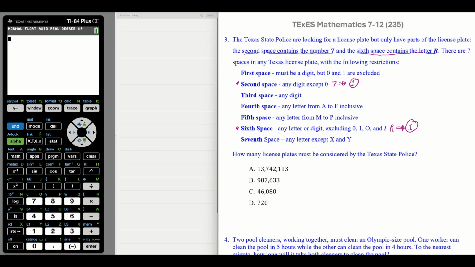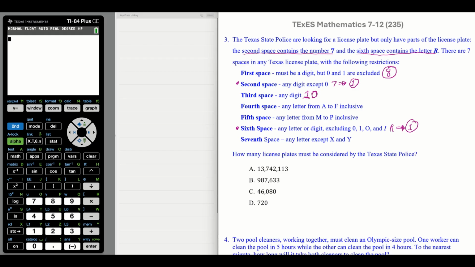So anyway, in the first space, we can have any digit, but 1 and 2 are excluded. So 10 digits, 0, 1, 2, 3, up to 9, that's 10, minus 2 of them. So that gives us 8 that we have to consider. In this third space, it's any digit, so that's going to be the 10. We have all the 10.